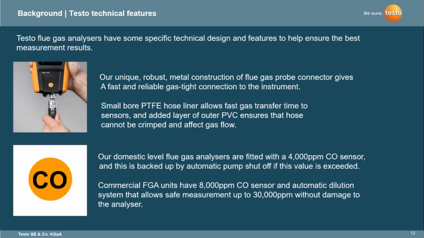All the domestic analyzers are fitted with a 4000 ppm CO sensor and automatic pump shut off, and that pump shut off is adjustable. Although its factory default is 4000 ppm, if you really want to protect your instrument, set it down to 2000 ppm. You make sure the pump is going to cut off nice and early. It's really going to protect the sensor from any form of overranging. And obviously we spoke about the commercial going right up to 8000, and then with the dilution cutting in it goes right up to 30,000 ppm without damage.